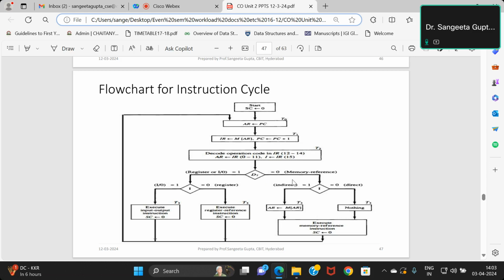If it has a direct address, we execute the instruction by fetching the operand. If it has an indirect address, then we need to refer to the address and update the address register, and then we fetch the instruction. If the D7 bit is 1, then we categorize the instruction as either register reference or input output instruction. If the I bit, that is the 15th bit, is 0, then we categorize the instruction as a register reference instruction. And if the I bit is 1, in that case we categorize the instruction as an input output instruction. This process is repeated for each and every instruction in an instruction cycle. Hence, this cycle is also known as the fetch, decode and execute cycle.